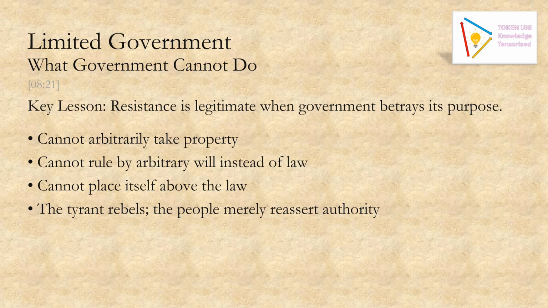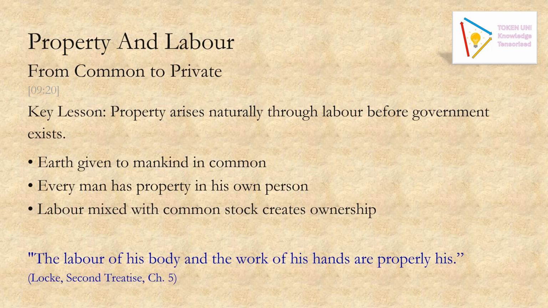Property. Locke's theory of property has been enormously influential and enormously contested. In the state of nature, he argues in chapter 5 of the Second Treatise, the earth and its fruits are given to mankind in common. This was the standard Christian view. God gave the world to Adam and his descendants, to all of us together.